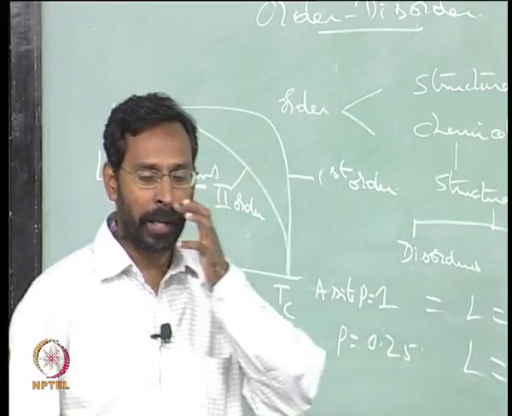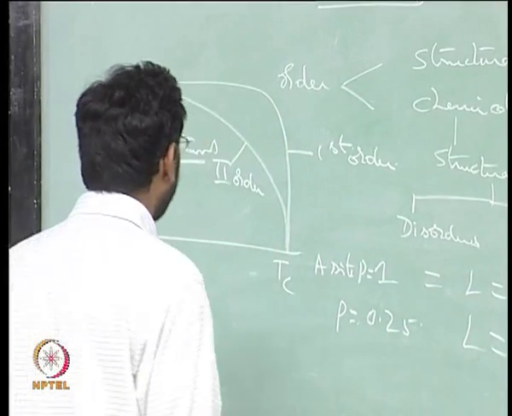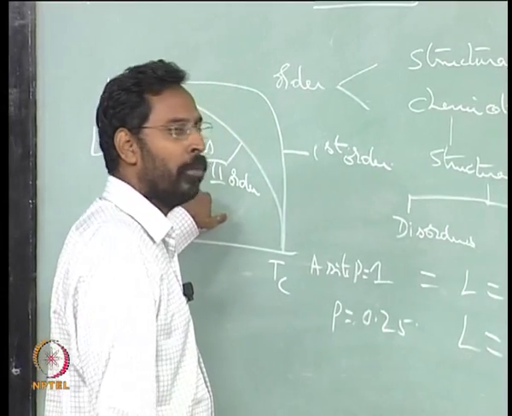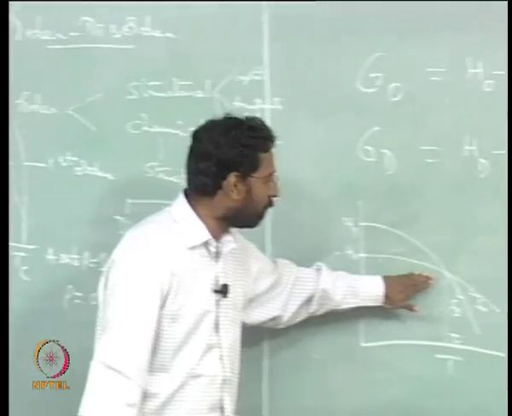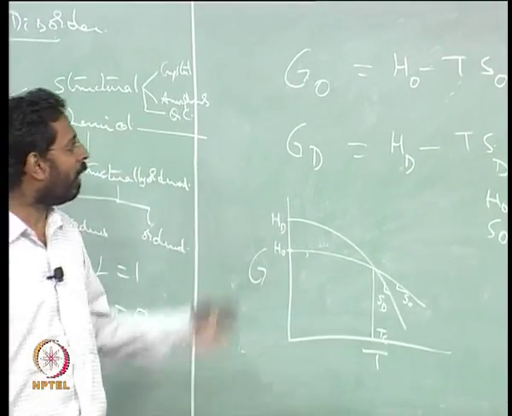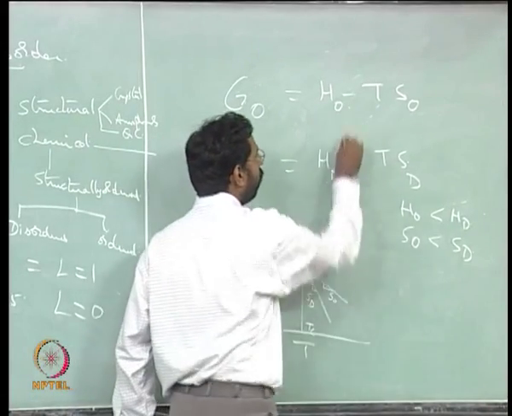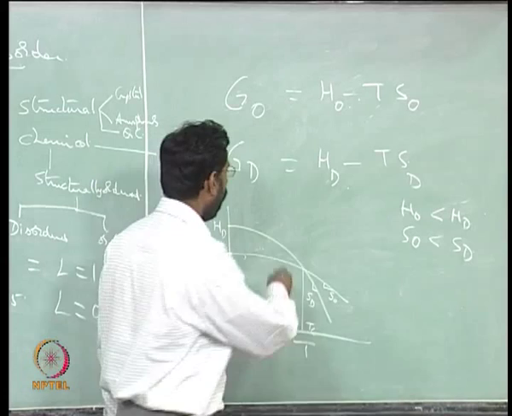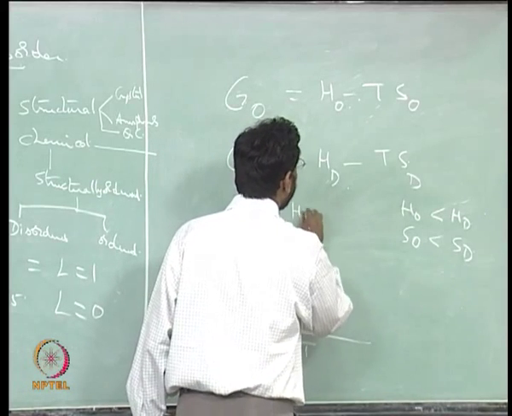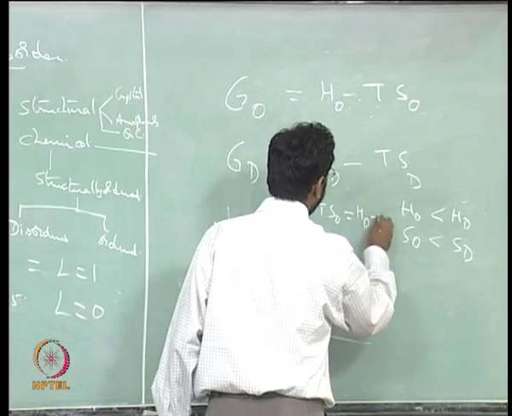It is more of the mechanism of order disorder, let us not bother too much about it, but as far as the thermodynamics is concerned, we can talk about this. And obviously once I know this, at the transformation temperature I can equate these two, am I right? So once I equate it, H naught minus T into S naught is equal to Hd minus T into Sd.